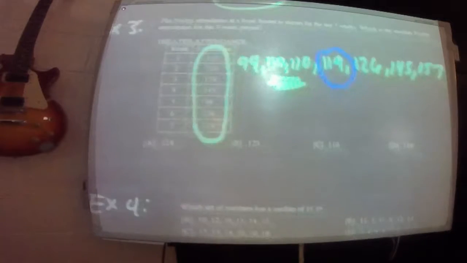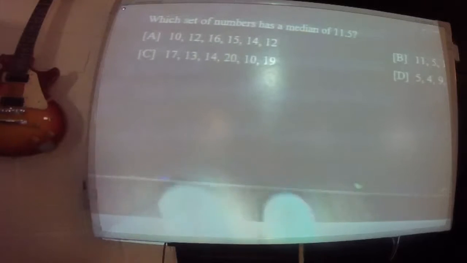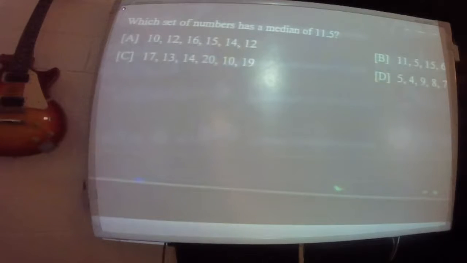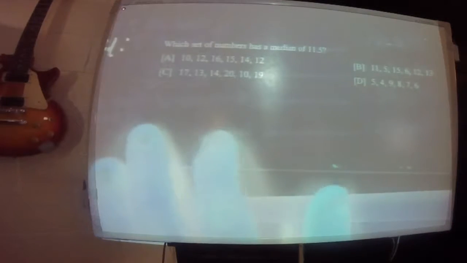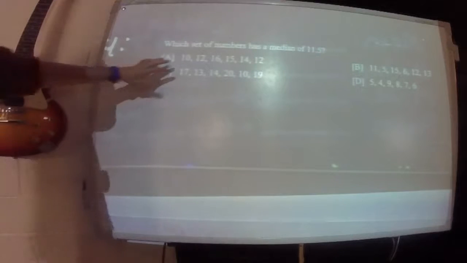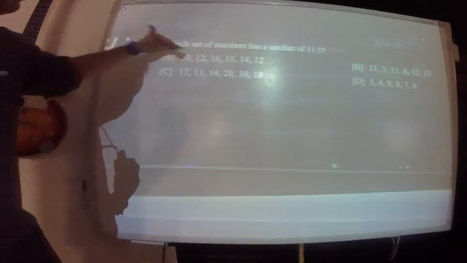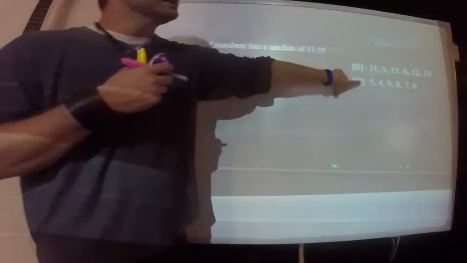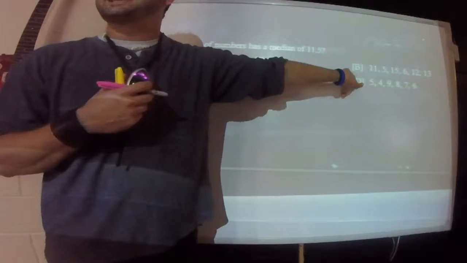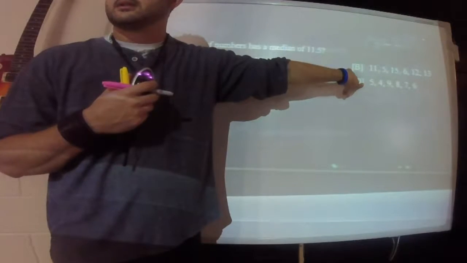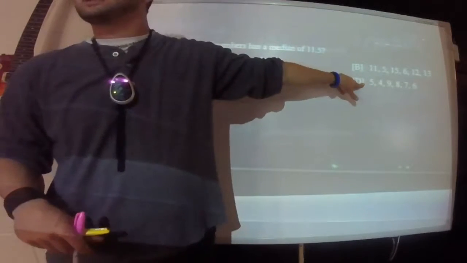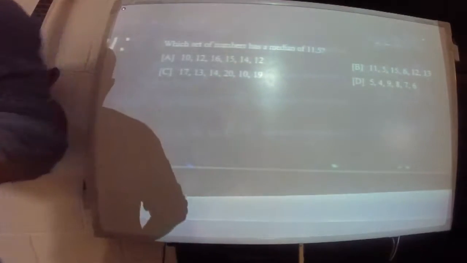Now this last one is a little bit tedious. That's why it's on here. Which of the following sets of numbers has a median of 11.5? Before you even start this, what you really have to do is put all these answer choices in order and look at their medians. But I would look at D first and understand why D cannot be the right answer. There are no numbers higher than 11. If all the numbers are less than 11, there is no way that 11.5 is the median.